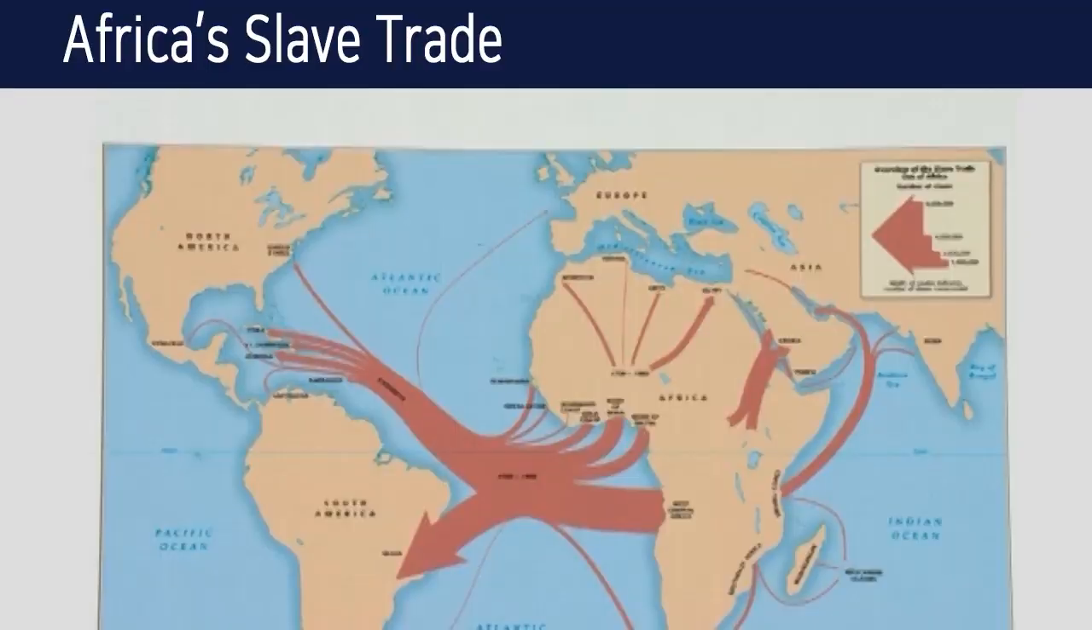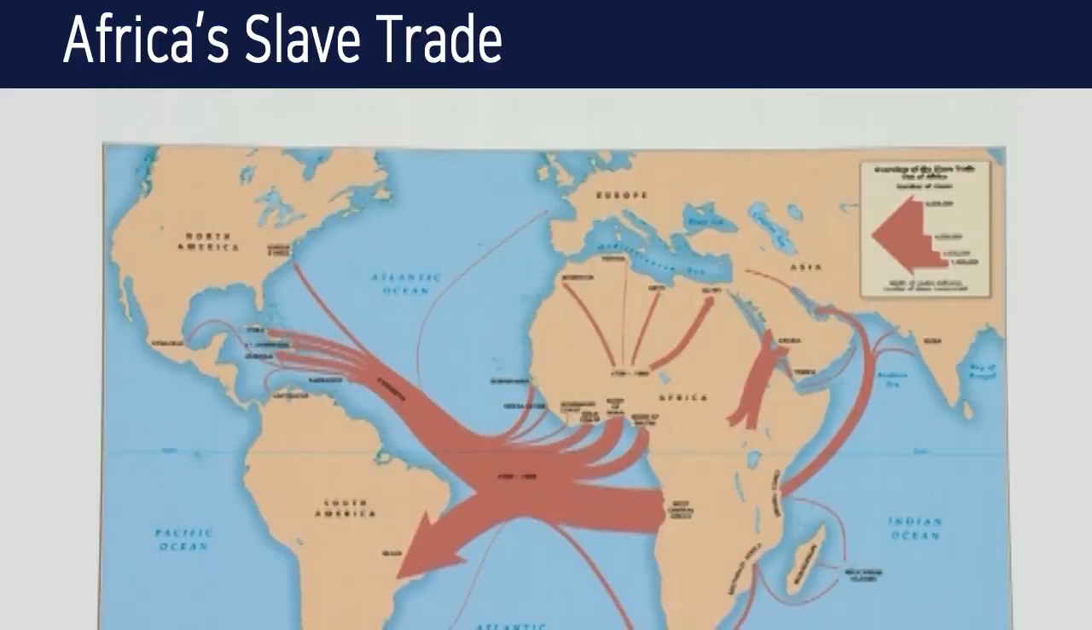So what's the second part of the three-corner trade? Well, this is Africa's slave trade. Okay? So here, between 1500 and 1900, Africa exported about 20 million slaves from the continent to the Americas, but also the Middle East, North Africa, and the Indian Ocean. Okay?